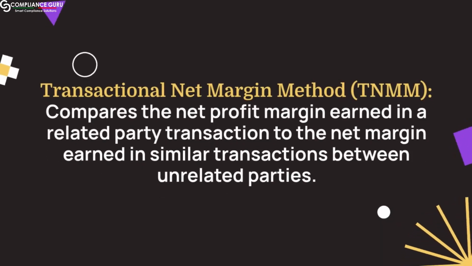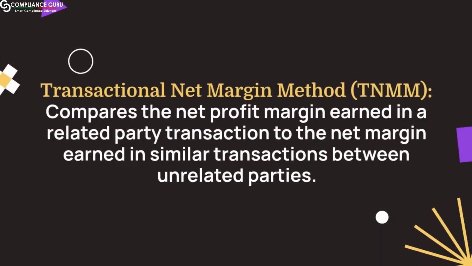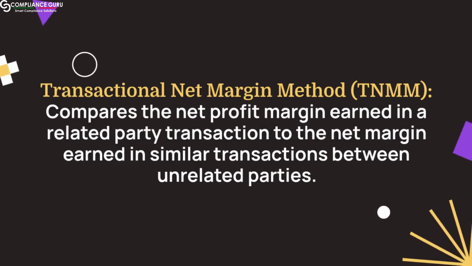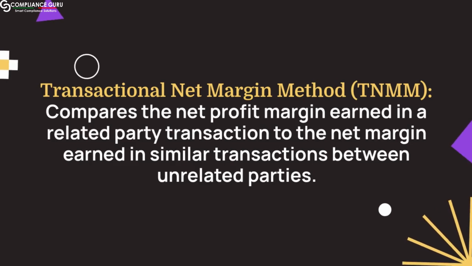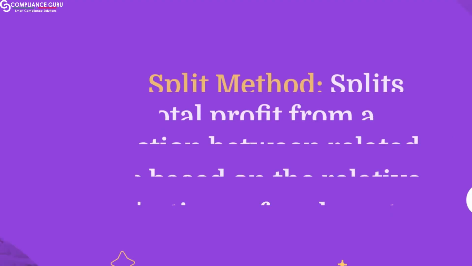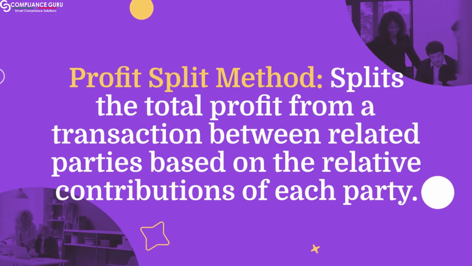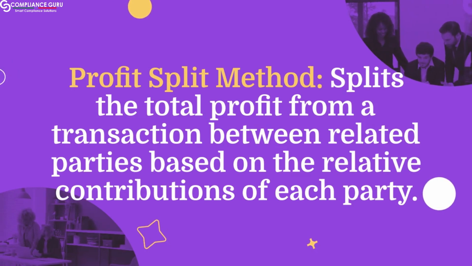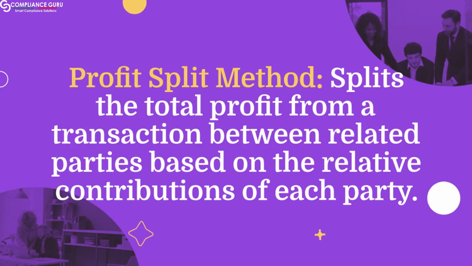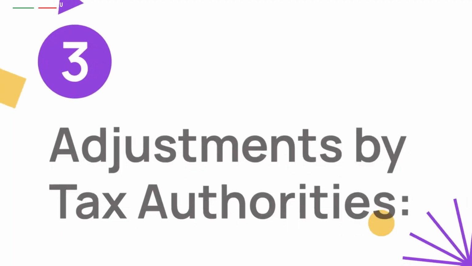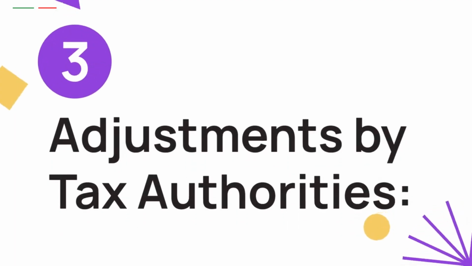The transactional net margin method (TNMM) compares the net profit margin earned in a related party transaction to the net margin earned in similar transactions between unrelated parties. The profit split method splits the total profit from a transaction between related parties based on the relative contributions of each party.